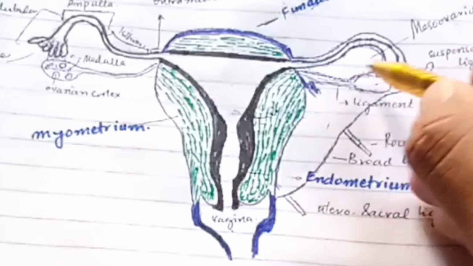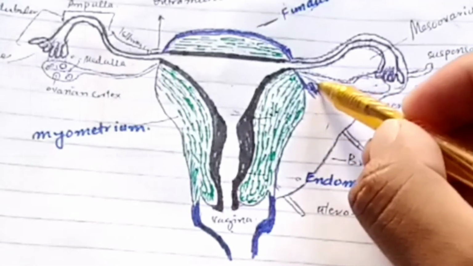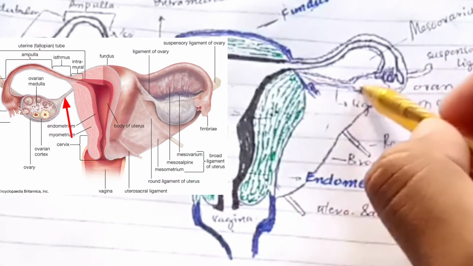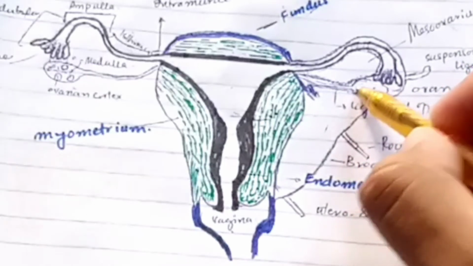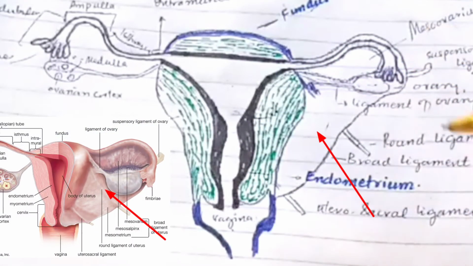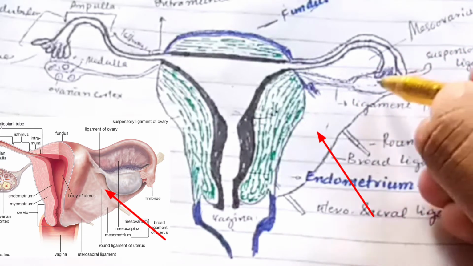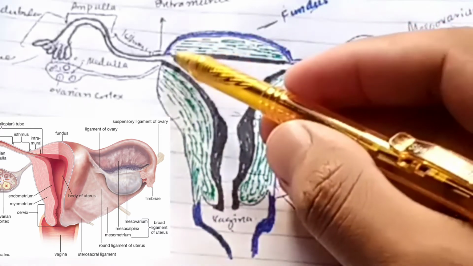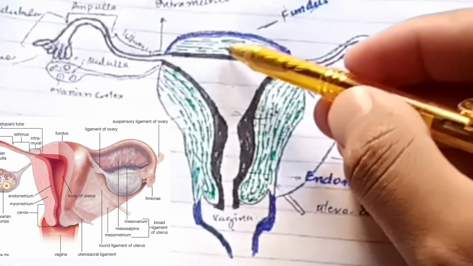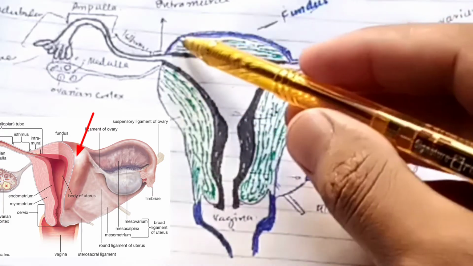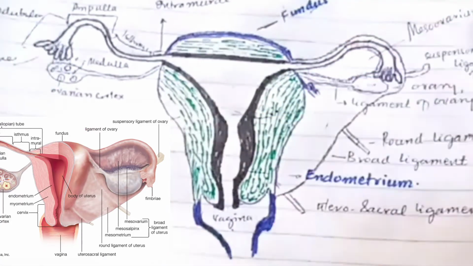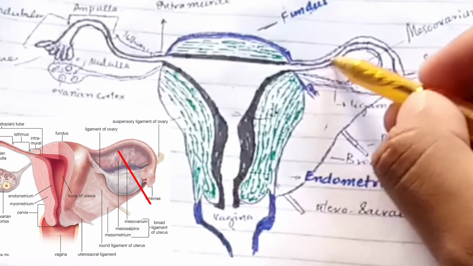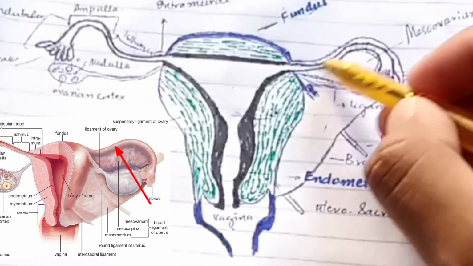And the other ligament here, you can see this is called the ovarian ligament, which attaches the ovary to the lateral wall of the uterine corpus. And the other ligament is the broad ligament, which is the part of the peritoneum, the serous layer of the peritoneum. The broad ligament which covers the uterus is called the perimetrium, while the broad ligament which is drawn over the fallopian tube is called a mesosalpinx.